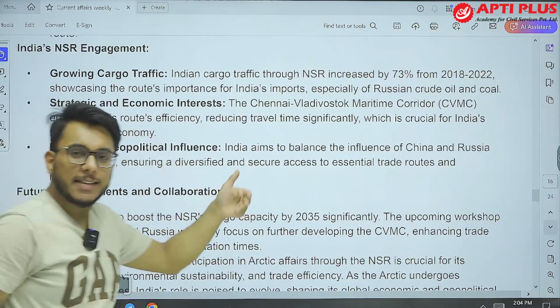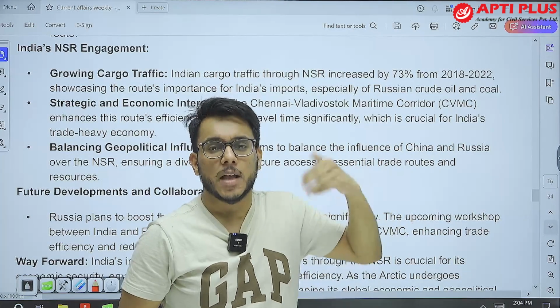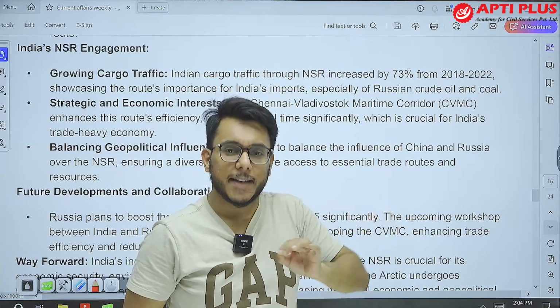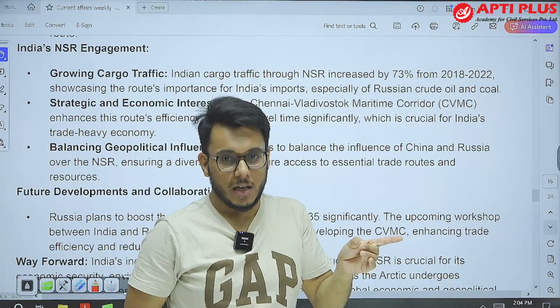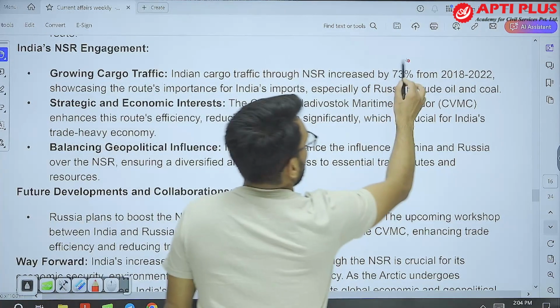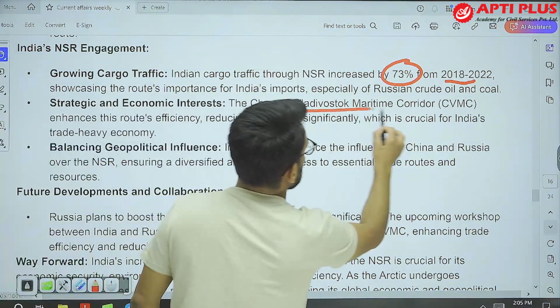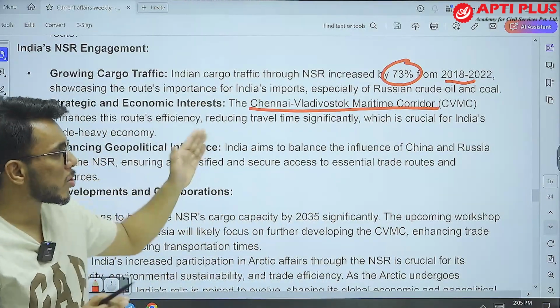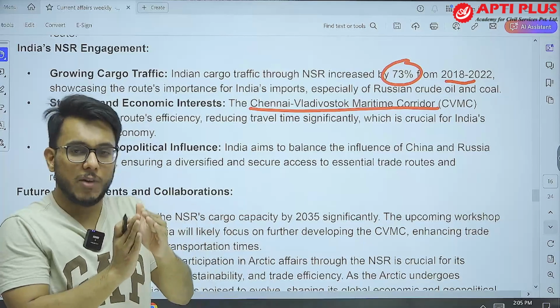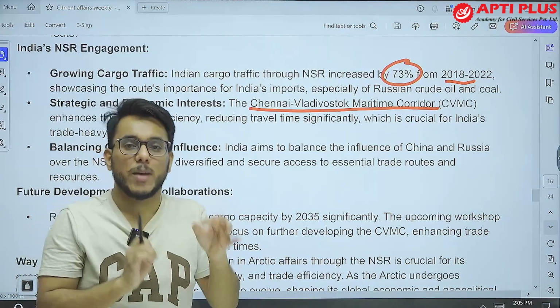So, what has happened in the past 5-6 years, particularly post 2018, India has got actively involved in the Northern Sea route, and a lot of shipments that India is carrying with Russia, they are preferring the Northern Sea route. There has been a quantum increase of 73% between 2018 and 2022. Also, Russia's crude oil and coal are coming from the Northern Sea route. And in fact, the Chennai Vladivostok Maritime Corridor has also been started, which will be connecting India and Russia for economic trade. There also, the Northern Sea route is going to be used.